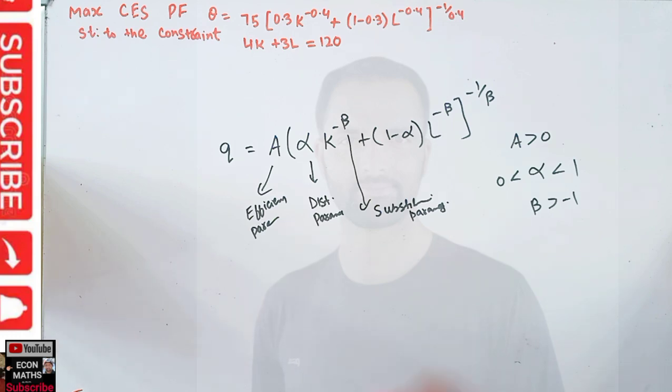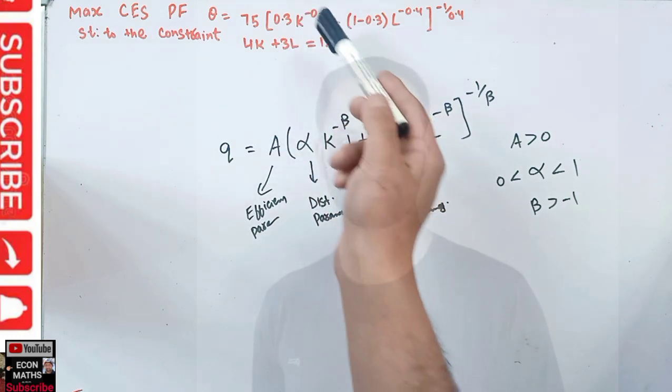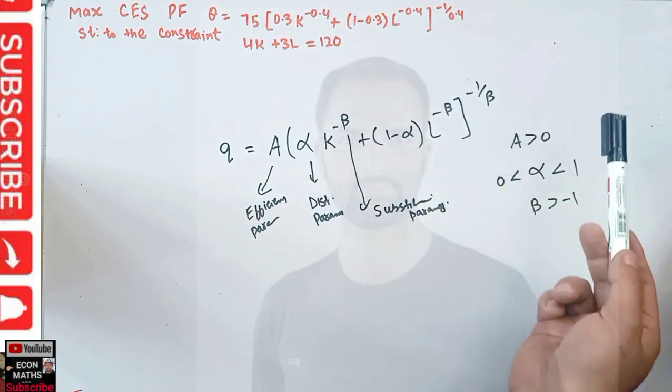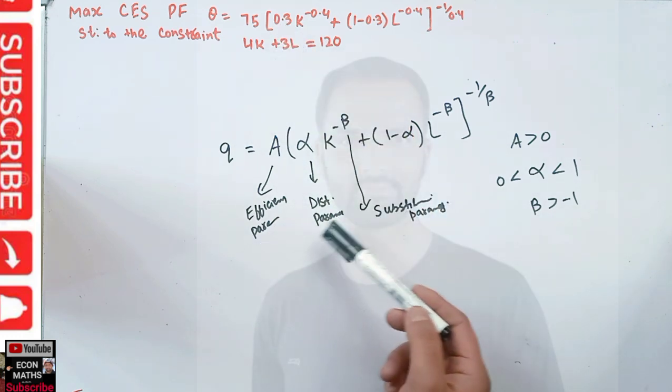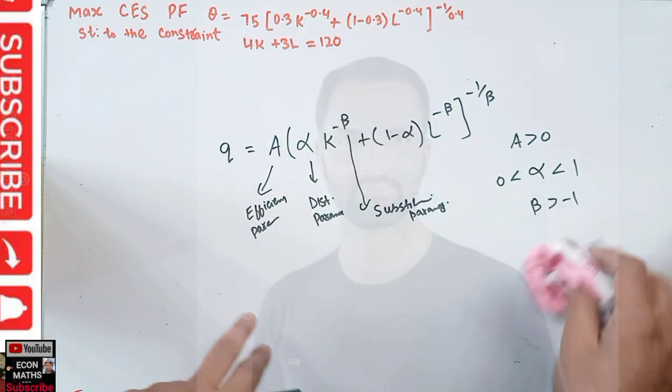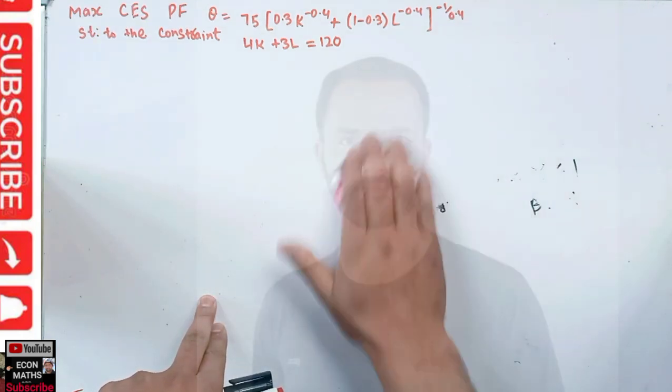Let me rub this out. I was just clarifying what this is. 75 is A, similarly minus 0.4 is our substitution parameter, and this 0.3 is our distribution parameter here. So let me rub this out and we will solve the CES production function with the given constraint.